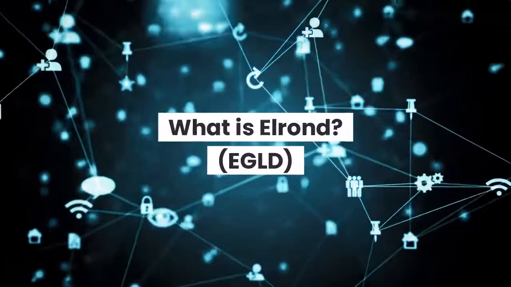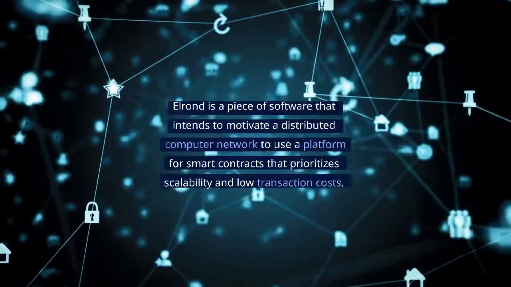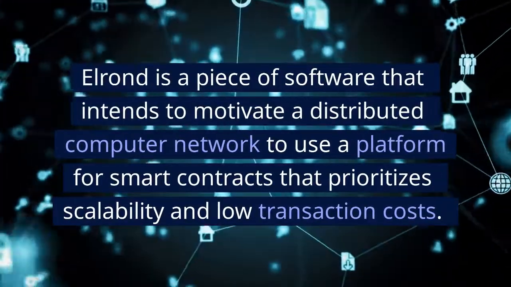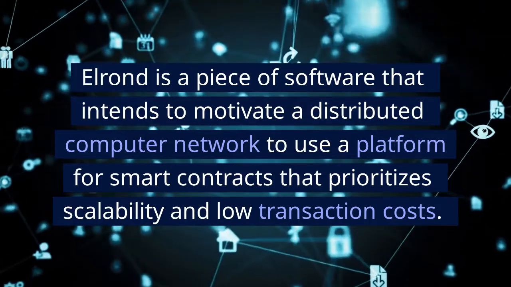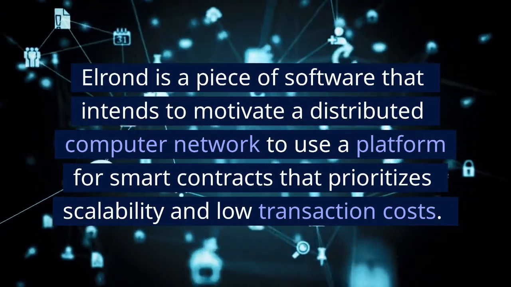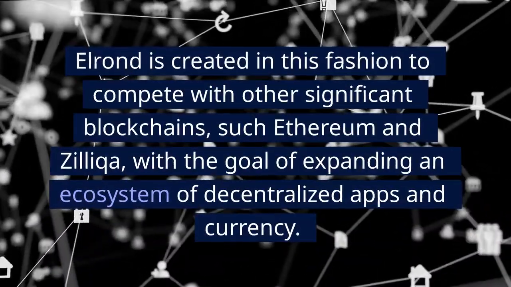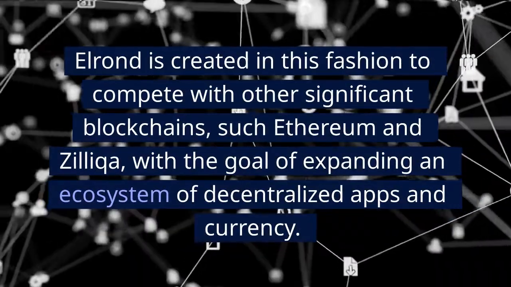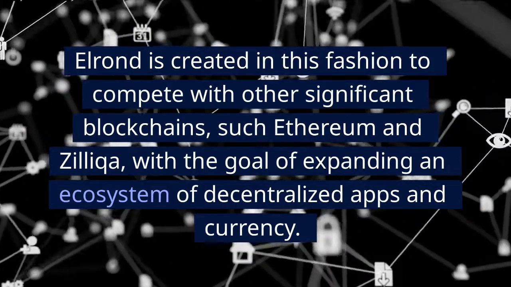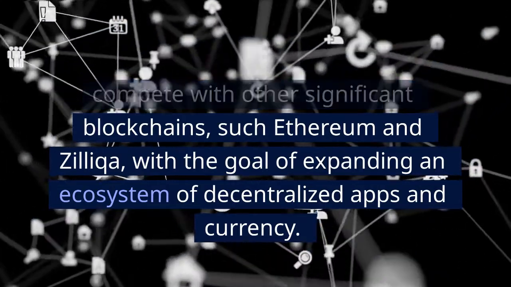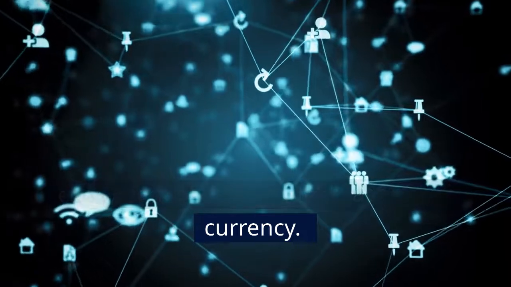What is Elrond? EGLD. Elrond is a piece of software that intends to motivate a distributed computer network to use a platform for smart contracts that prioritizes scalability and low transaction costs. Elrond is created in this fashion to compete with other significant blockchains, such as Ethereum and Zilliqa, with the goal of expanding an ecosystem of decentralized apps and currency.